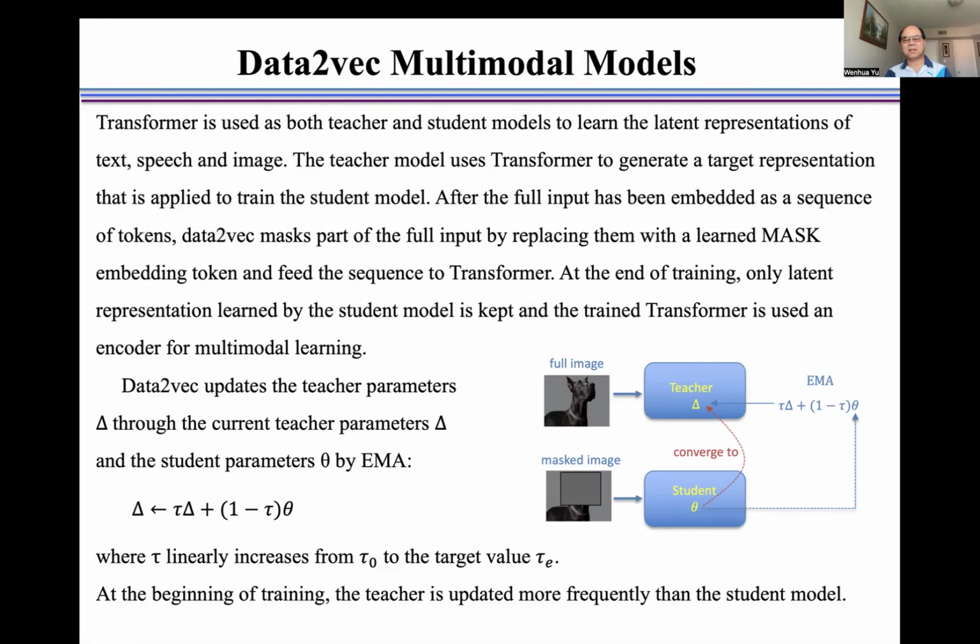Data2vec updates the teacher parameters delta through the current teacher parameters delta and the student parameters set by EMA, defined as here and in this figure, where tau linearly increases from tau 0 to the target value tau E. At the beginning of training, the teacher is updated more frequently than the student model.